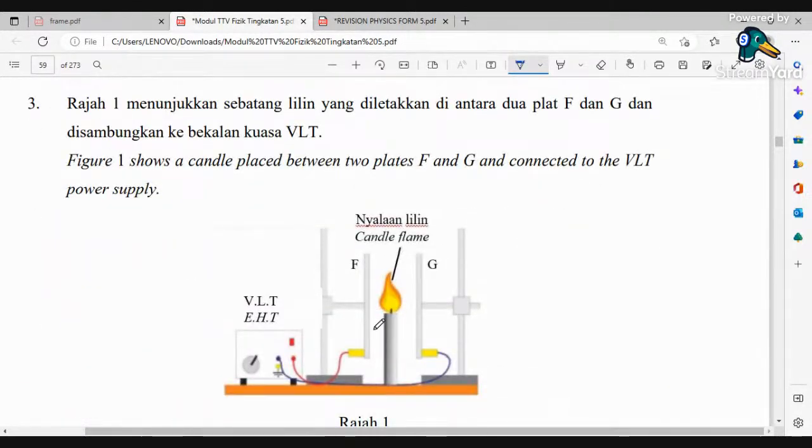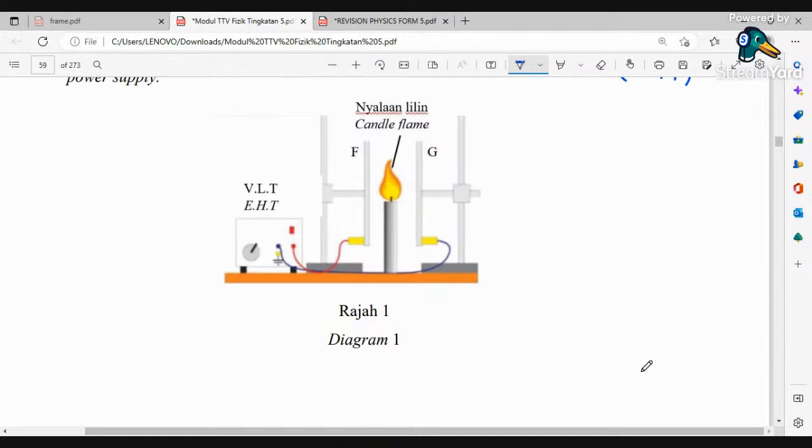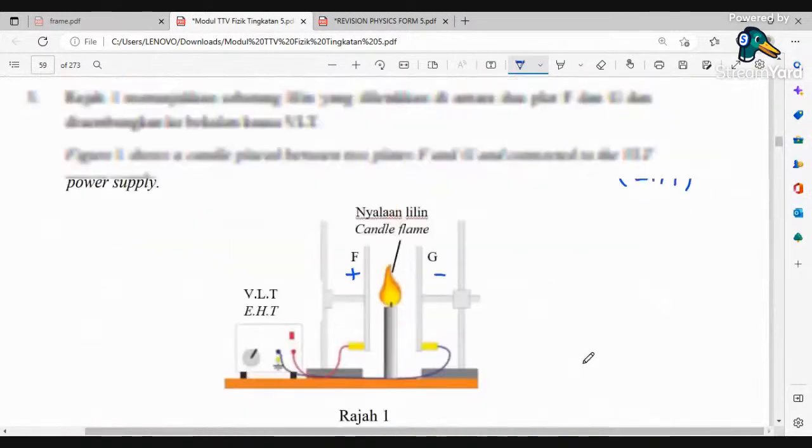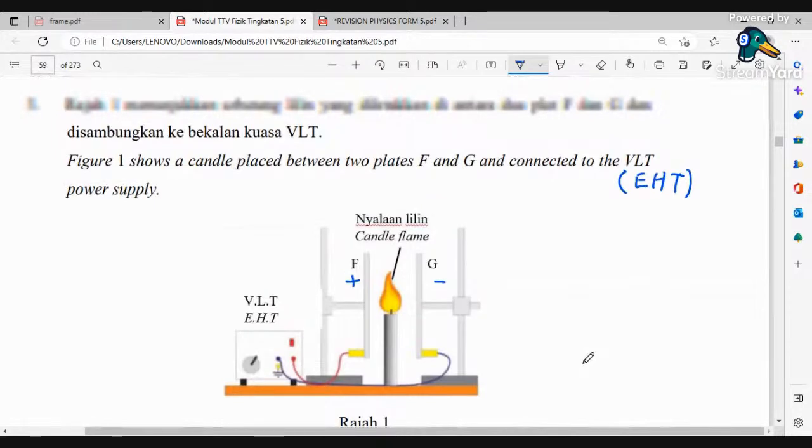Number 3. Figure 1 shows a candle placed between 2 plates, F and G, and connected to a VHT power supply. Very high voltage, VHT or EHT, extra high tension voltage. Volta lampau tinggi, bahasa Melayu. Put between 2 plates, one you connect to positive, one you connect to negative. So you can see what happens to the candle flame. We know that the flame consists of ions, positive and negative.